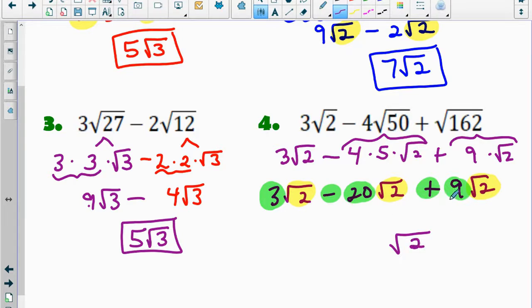I just want to figure out what number goes in front of it. So 3 minus 20, that's negative 17. And then negative 17 plus 9 is negative 8. So it becomes negative 8 times the square root of 2.